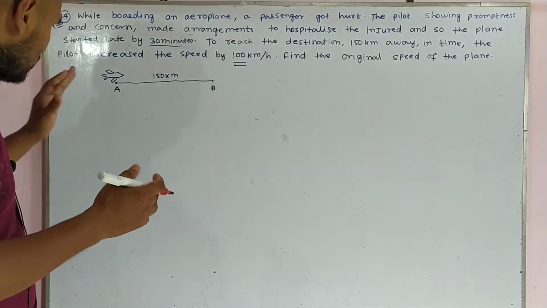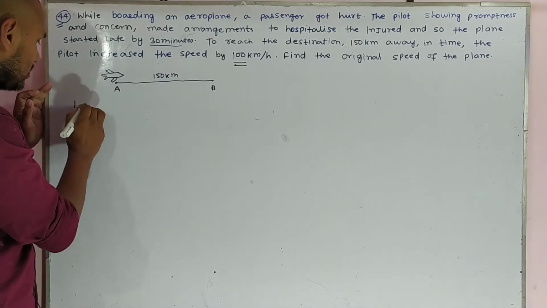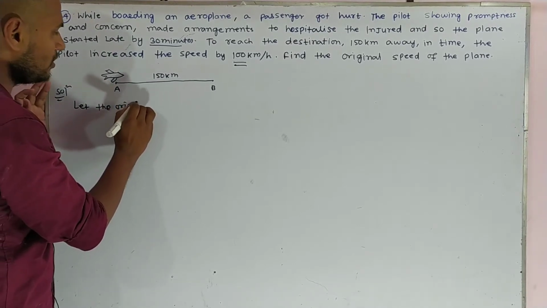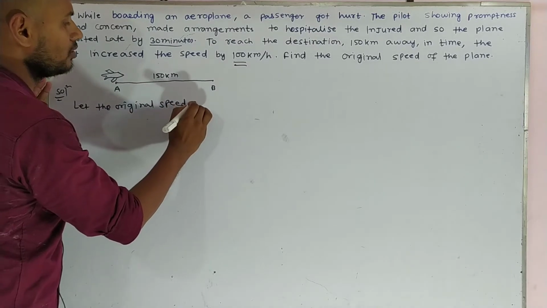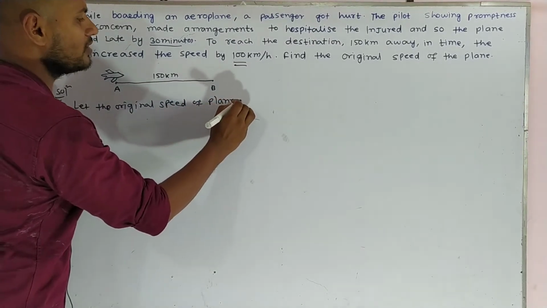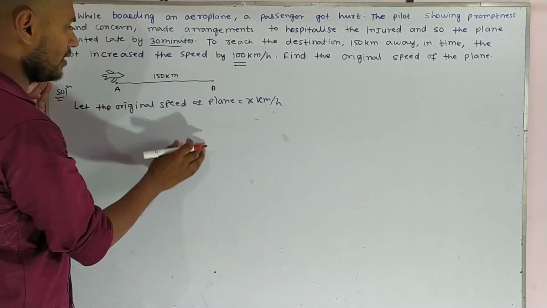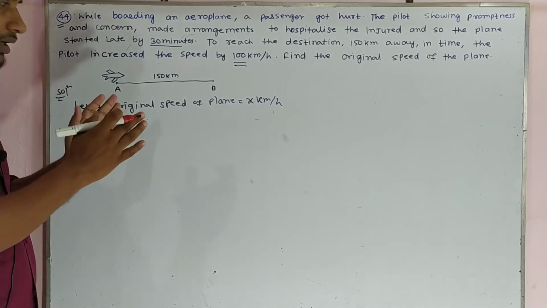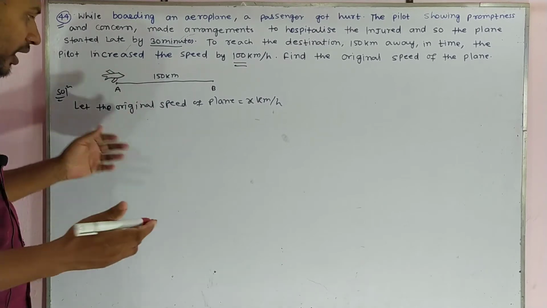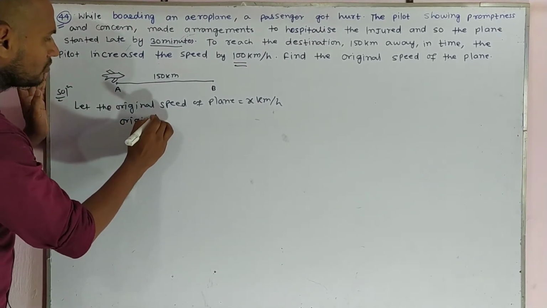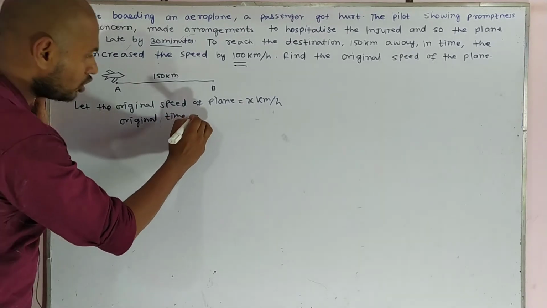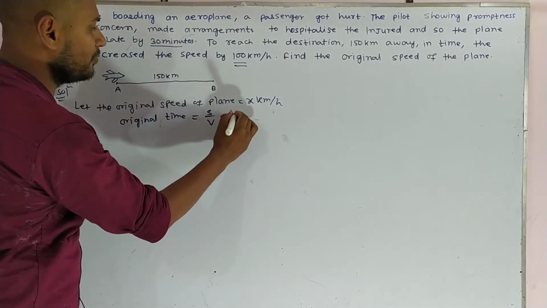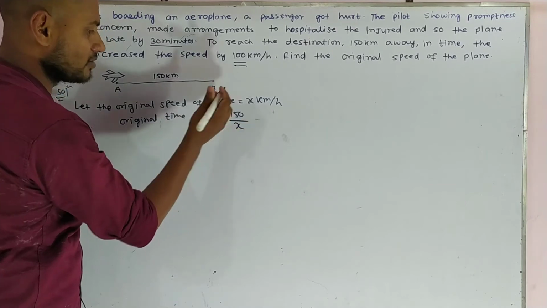So let the original speed of the plane be x kilometer per hour, and the distance is given as 150 kilometer. So the time taken by the plane to reach its destination point, that is the original time, is equal to S by V, the distance by speed. The distance is 150 kilometer and the speed that we assume is x.